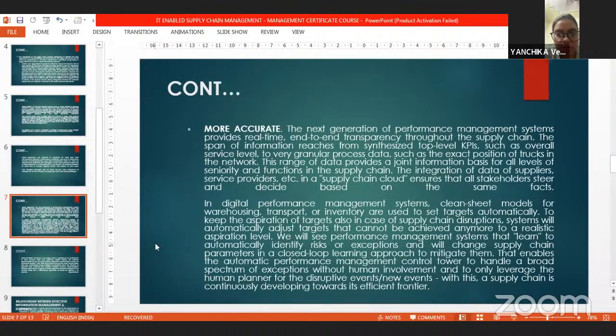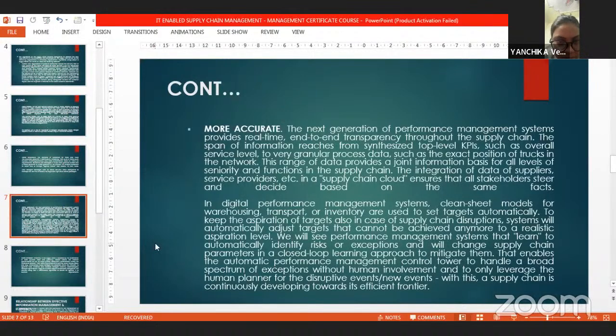In digital performance management systems, clean sheet models for warehousing, transport, or inventory are used to set targets automatically to keep the aspiration of targets. Also, in case of supply chain disruption, the system will automatically adjust a target that cannot be achieved anymore to a realistic aspiration level. We will see performance management systems that learn to automatically identify risks or exceptions and will change supply chain parameters in a closed-loop learning approach to mitigate them.